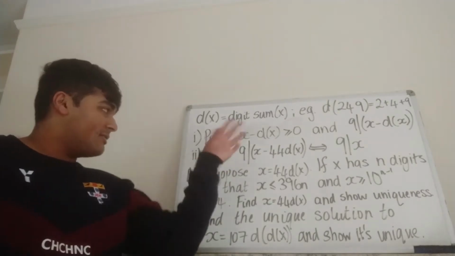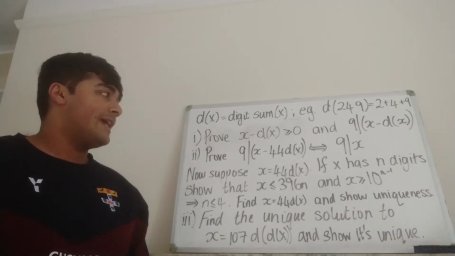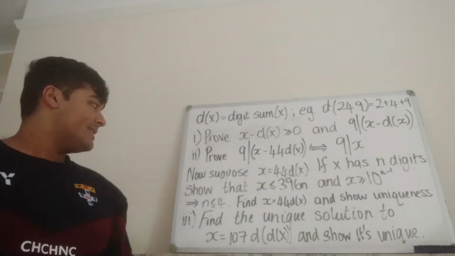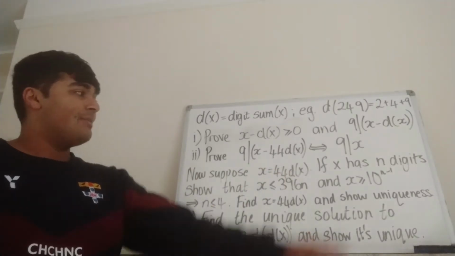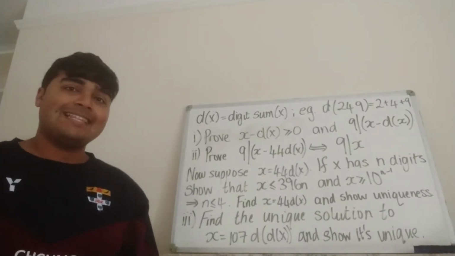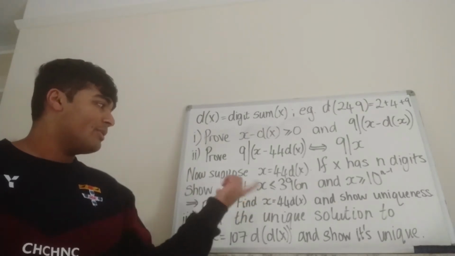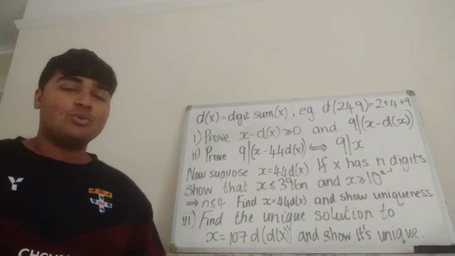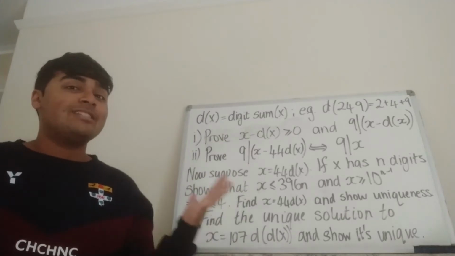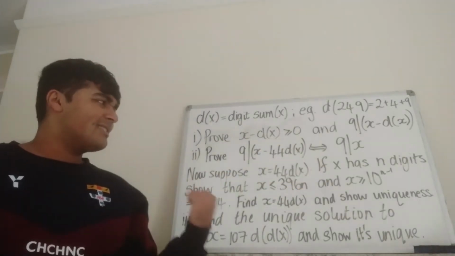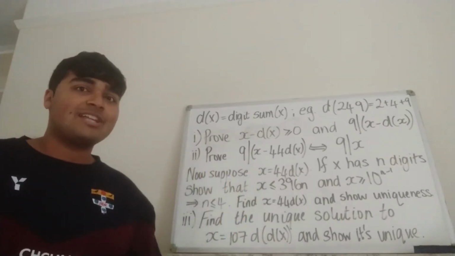Okay, and now what we're going to do is sort of a second part of part 2. We're going to suppose we have some x for which x equals 44 d of x. Then we want to show that if x has n digits, x must be at most 396 times n. And we also want to show that x must be at least 10 to the n minus 1. And from that we want to deduce that n is at most 4. And then what we want to do is find some x satisfying x equals 44 d of x, and then show that that x value is unique. So the last part of that, we want to find some positive integer x for which x equals 44 d of x, and then we want to show that that's the only possible value of x which has that property.